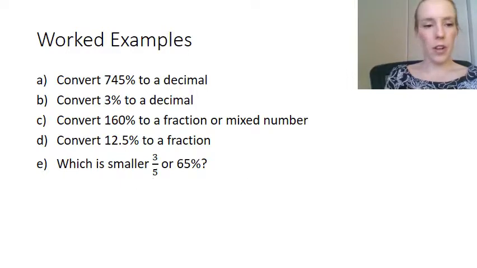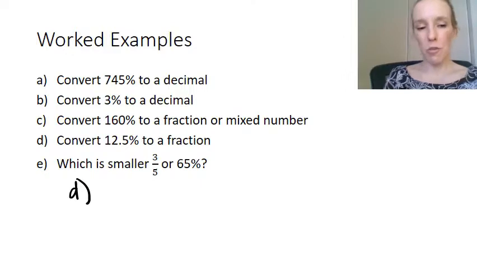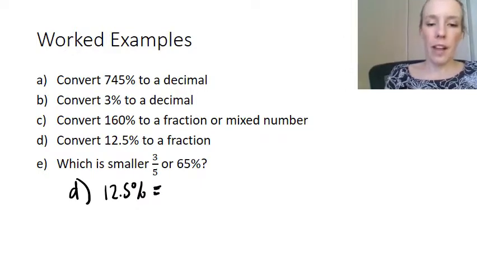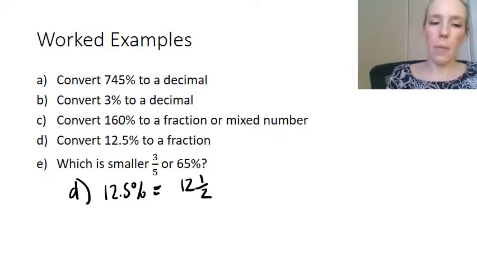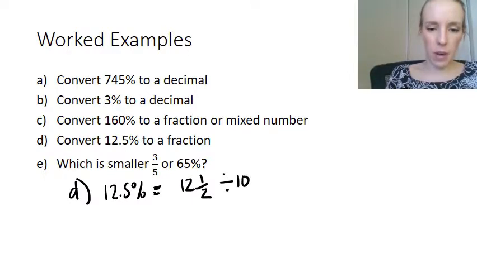Okay, so for D, we've got convert 12.5% to a fraction, so 12.5%. So if we turn that into a fraction, oh, what happened then? We've got 12 1/2. So we're going to turn that into a mixed number then, so that we can divide by 100. So divide by 100.